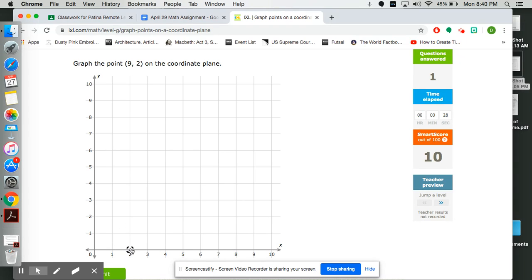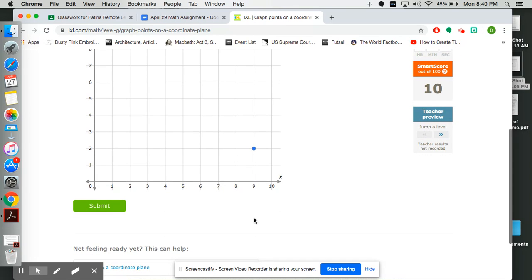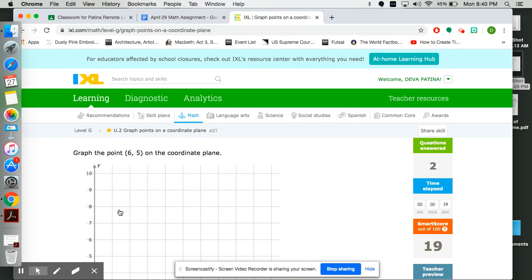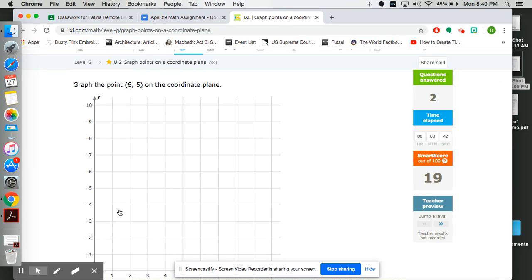So I'm going to go 1, 2, 3, 4, 5, 6, 7, 8, 9 on the x-axis, and up 1, 2 on the y. Let's see if I was correct. Awesome. As you can see, this isn't too bad.